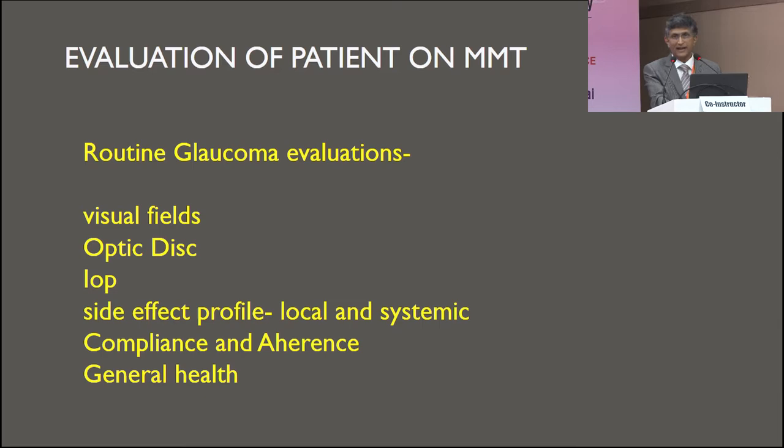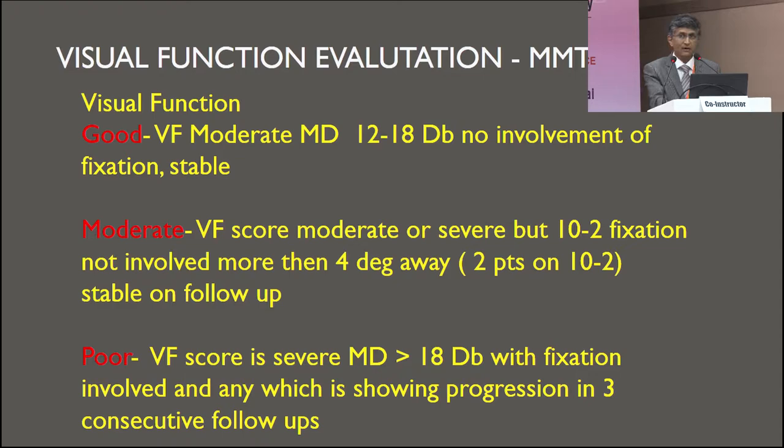The next important point I would like to evaluate is the visual function. So what is a patient who has a good visual function? The visual field defects are moderate. Mean deviation would be between 12 and 18. Obviously, you don't usually have patients with early visual field defects on maximal medical therapy. It is not very common, so I've not included that, but you can include it. And there is no involvement of the fixation, and over time, more or less, it is stable. This I would classify as good status visual function.